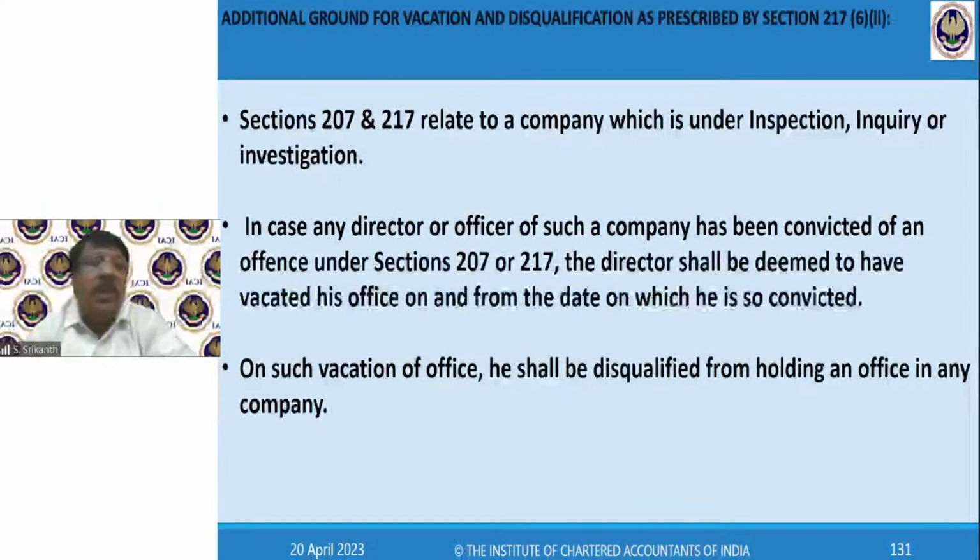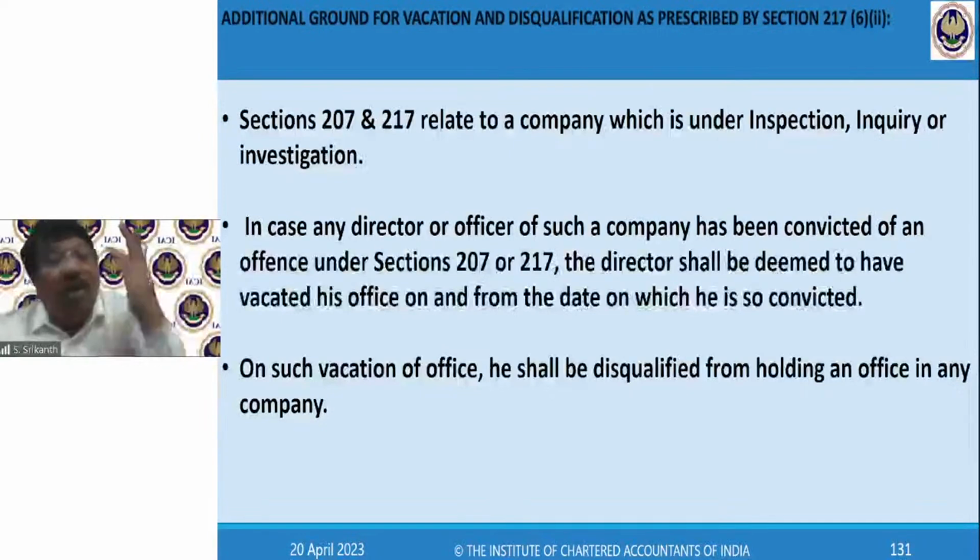In the case of inspection and investigation, you will be seeing that after the director portion; I will teach oppression and mismanagement, then inspection and investigation. There you will see 207 and 217, where in the course of inspection and investigation, a director may be convicted of an offense under those sections. When he is convicted under those sections, he shall be deemed to have vacated his office, and he will be disqualified from holding an office in any company. So this is a ground for disqualification and vacation. When you come to 207 and 217, you will see what those offenses are.